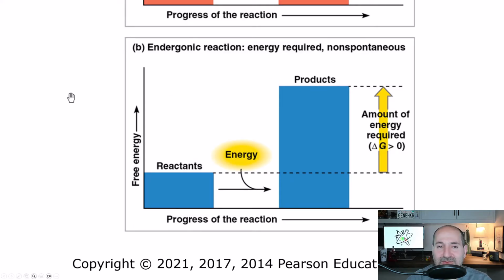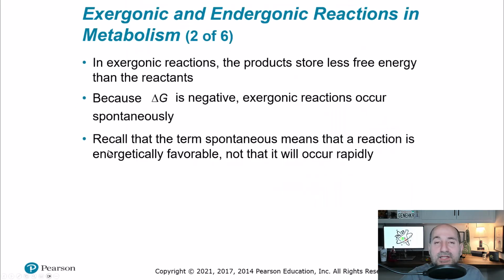All right, so I hope that made some sense. Now again, I stated this before, but I just wanted to drive home this concept that recall that a term spontaneous, so negative delta G, means that the reaction is energetically favorable. It does not mean that it will occur rapidly. So spontaneous, when it comes to thermodynamics, does not mean quickly. It just means it will proceed without energy input.